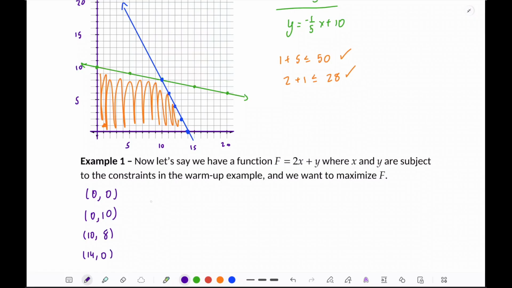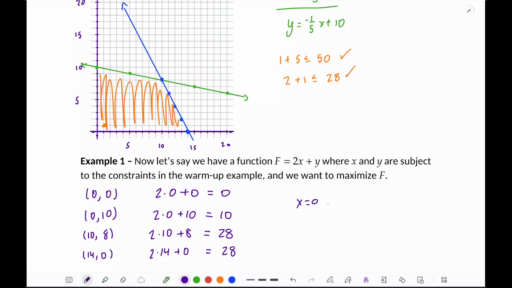Now if I plug those in, we get 2 times 0 plus 0, which is 0. 2 times 0 plus 10, which is 10. 2 times 10 plus 8, which is 28. And 2 times 14 plus 0, which is also 28. So to maximize f, I can either have x equal 10, y equal 8, or x equals 14 and y equals 0. And that is being represented by these 2 points right here.